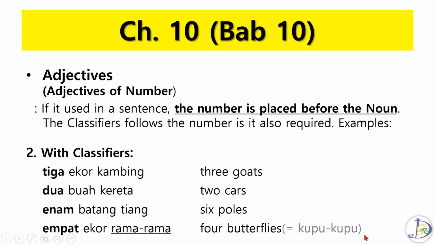Another word is kupu-kupu. Kupu-kupu, unlike butterfly, is smaller and brown, while a butterfly is colorful. So, these are classifiers: ekor, buah, batang. Ekor for animals. Buah for large and cubical objects. Batang for rod-like objects.